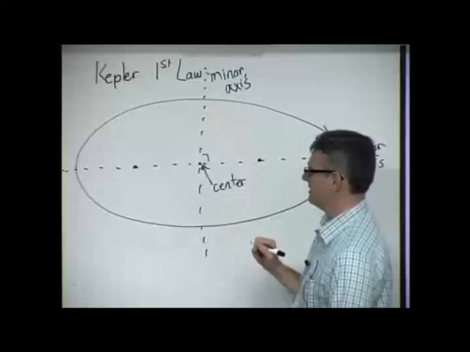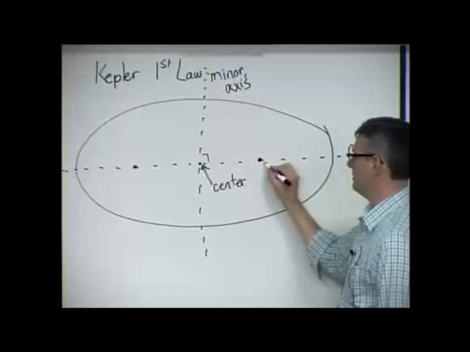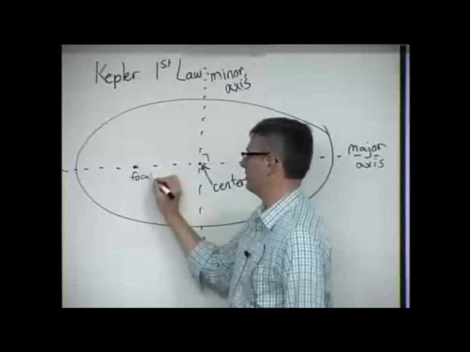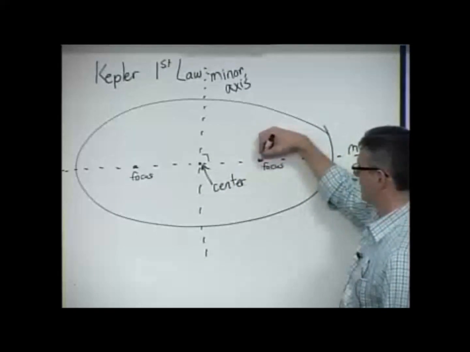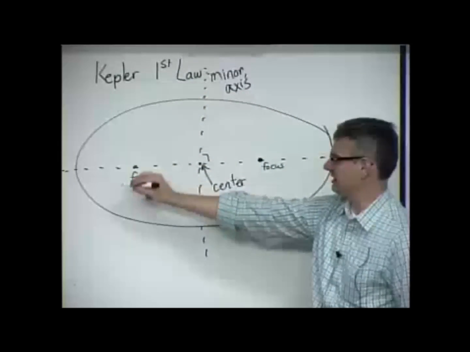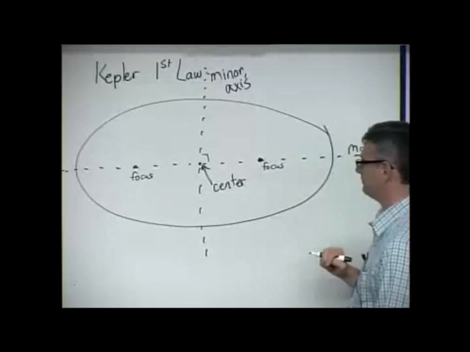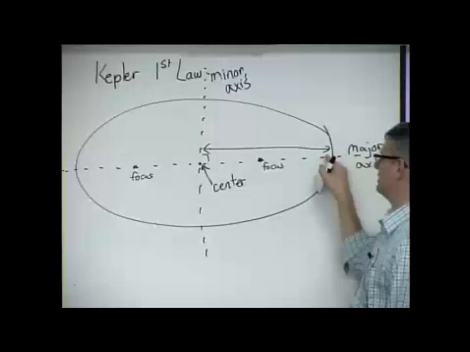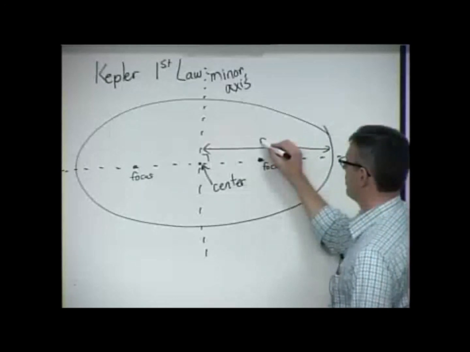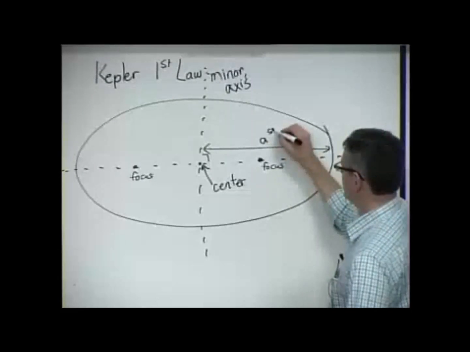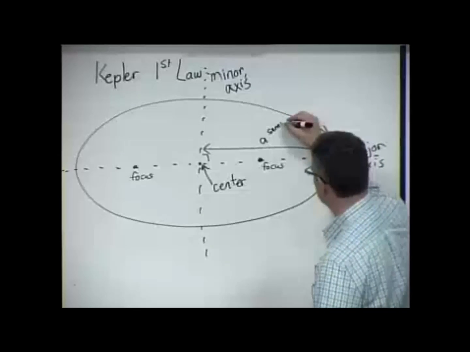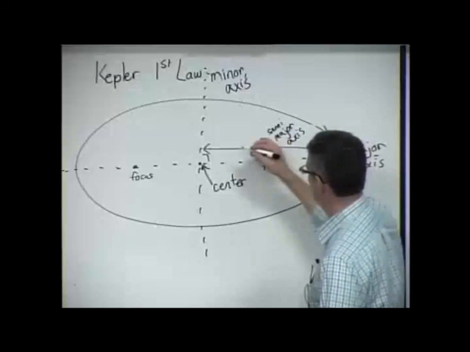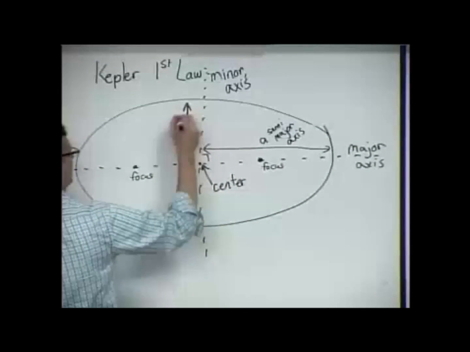Now, the first law says that the planet is going to be on one of these 2 foci. There's a focus over here, a focus over here. The planet's going to be at one of these 2, and then the body takes this path around the planet. This distance from the center to the end, this is what we call a. We call this the semi-major axis, half of the major axis. And in most textbooks, this dimension, the semi-minor axis, is called b.